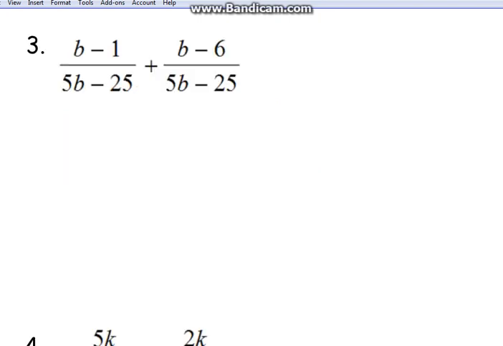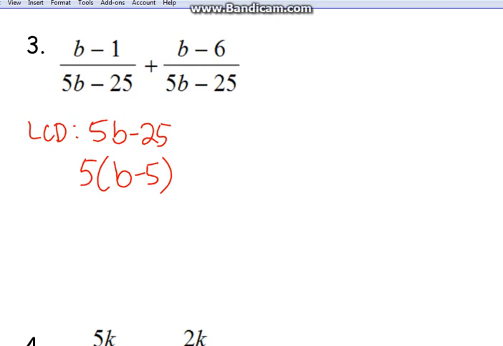Let's go ahead and take a look at the next one. What do you notice about the denominators? They're identical. You're exactly right. So, since they're identical, my LCD is done for me. It's 5b minus 25. You might be thinking, can't I factor out a 5 here? Sure. When I factor out a 5, I end up with 5 times b minus 5.